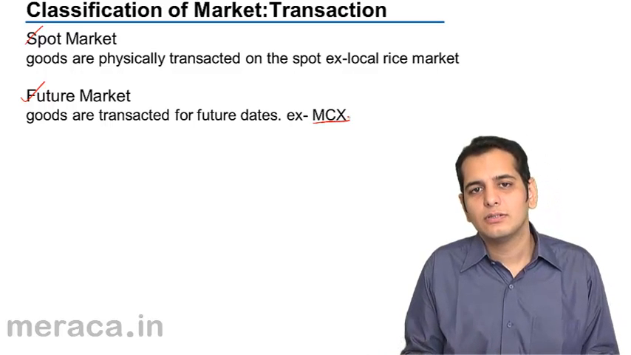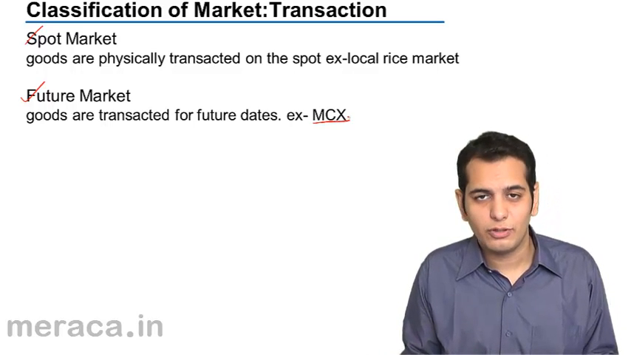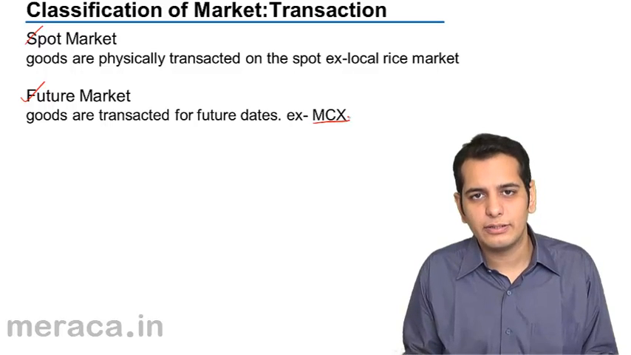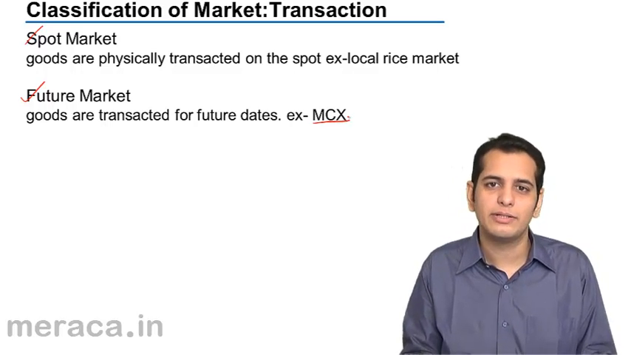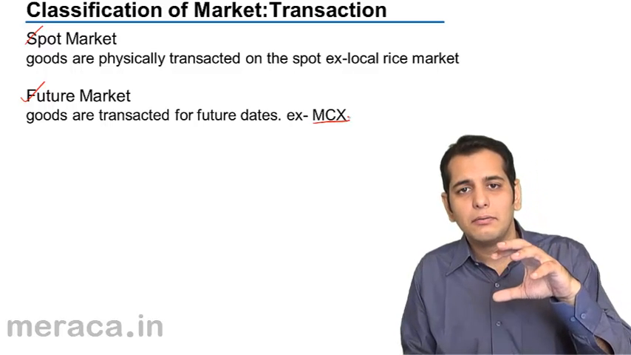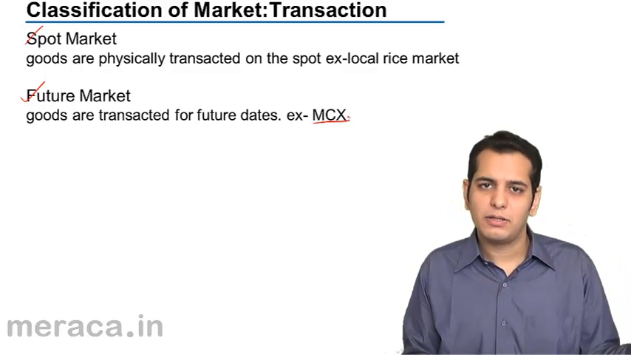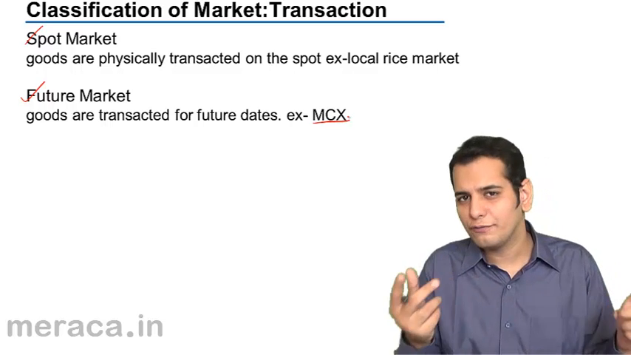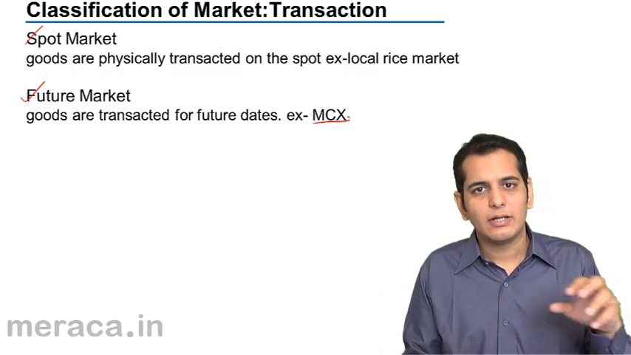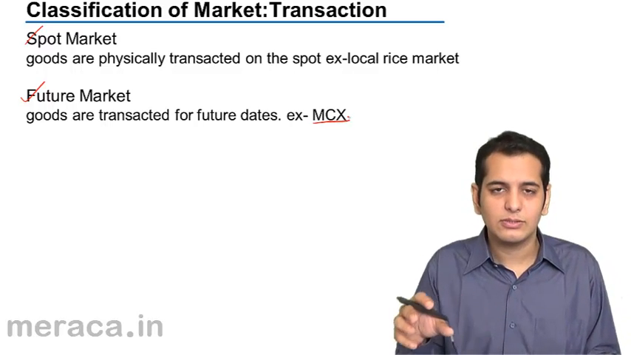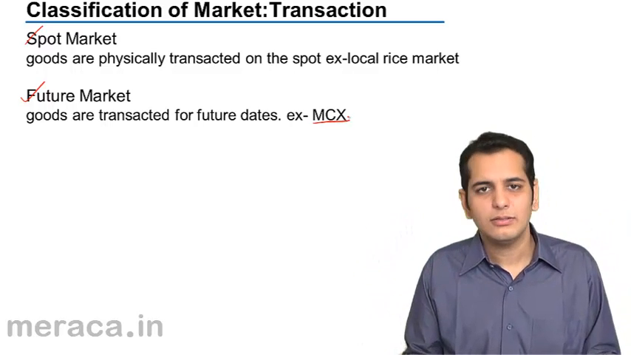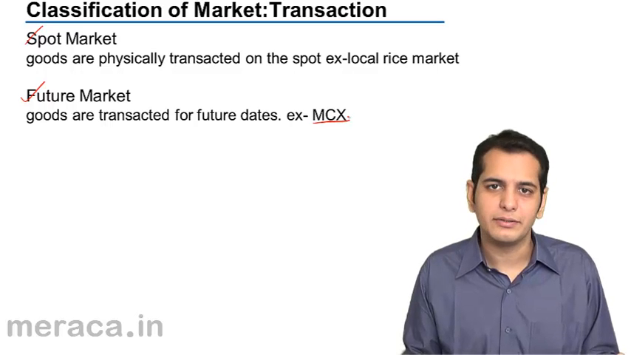MCX is the example for it. MCX means Multi Commodity Exchange. It's a market just like a stock market. In a stock market, stocks or shares are traded. In a commodity market, commodities are traded. So MCX is a market wherein commodities are traded online.